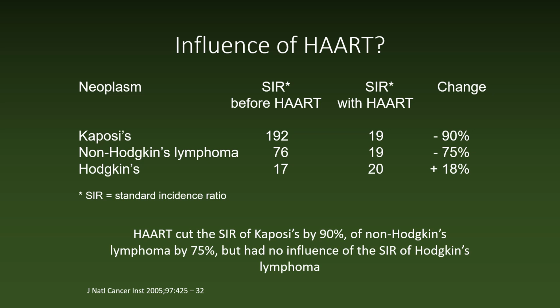What is the influence of highly active antiretroviral therapy on these standardized incidence ratios? Well, for KS, the SIR dropped from 192 to 19, or 90%. For non-Hodgkin's lymphoma, from 76 to 19, or 75%. In contrast, the incidence of Hodgkin's lymphoma did not decrease at all.